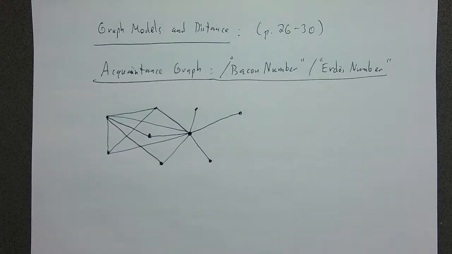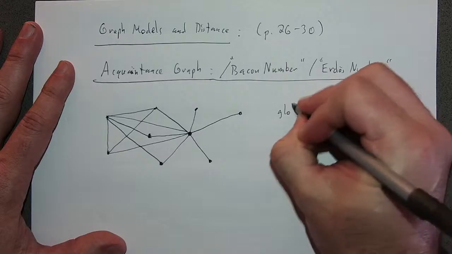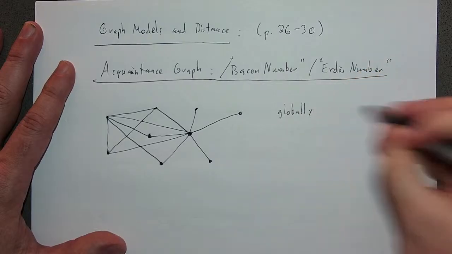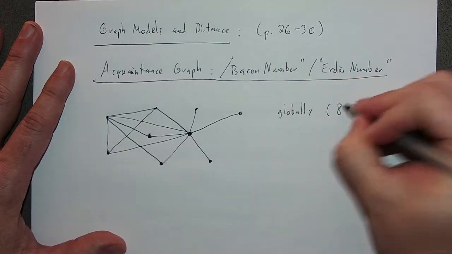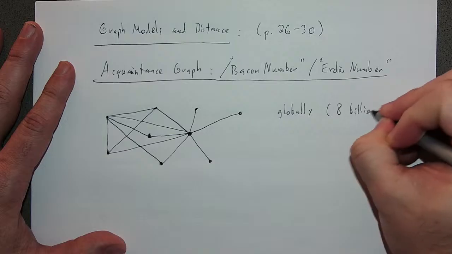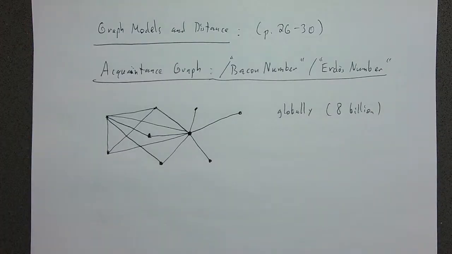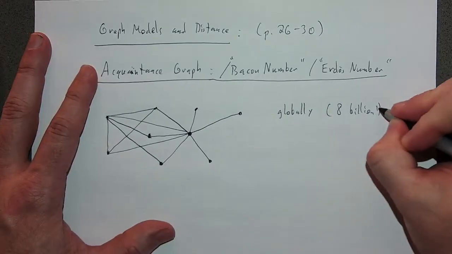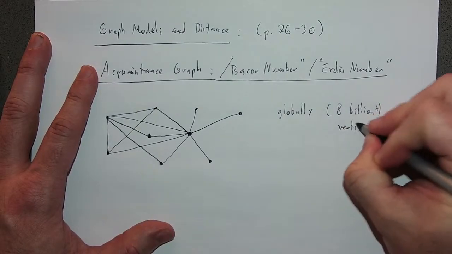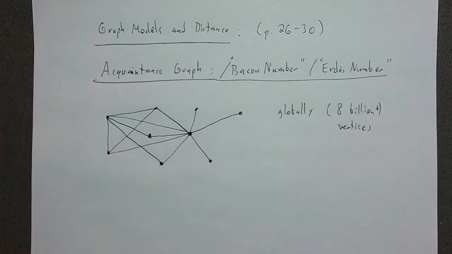And of course, you could think of doing this globally. So imagine you applied this globally. How many vertices is that? A little over 8 billion, I don't know, something like that. It used to be 7 billion 15 or 20 years ago. Now it's 8 billion. We'll say 8 billion plus vertices. So that's a lot of vertices.